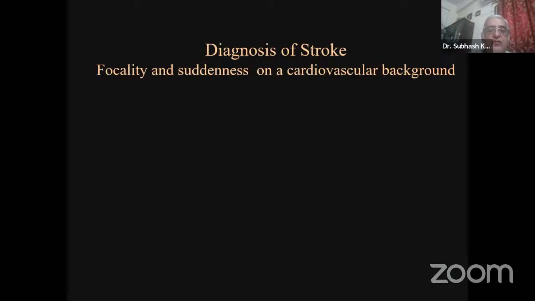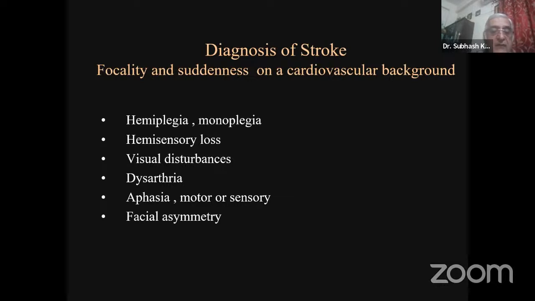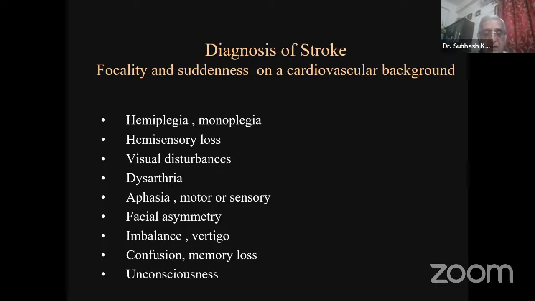Now, how do we suspect or diagnose a stroke? Anything which is sudden and focal, what we can call a bolt from the blue, on a background of cardiovascular disease, like hypertension, diabetes, heart disease. On top of that, if anything sudden and focal comes, this can be a stroke. So a sudden and focal deficit like a hemiplegia, a monoplegia, a sudden hemisensory loss, sudden loss of vision, partial or complete, sudden dysarthria or difficulty in speaking, sudden aphasia, inability to speak or to understand, facial asymmetry, imbalance, vertigo, confusion, memory loss, unconsciousness. Any one of them, if it happens very suddenly, one can suspect stroke.